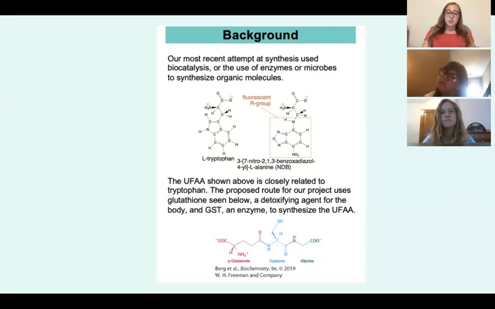The proposed route for our project uses glutathione, which is shown below and is actually just a detoxifying agent for the human body, and uses glutathione S-transferase, which is an enzyme, to synthesize our UFAA.